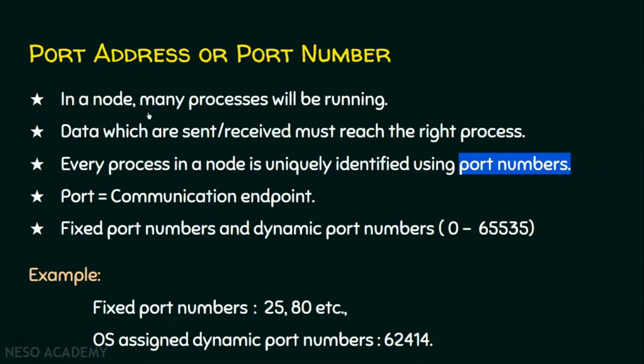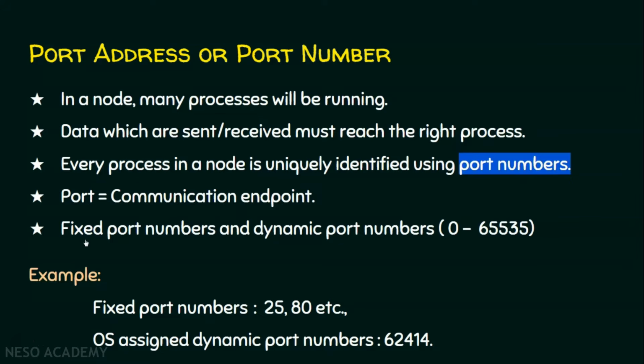In a node, many processes will be running, and data which is sent or received must reach the right process. And every process in a node is uniquely identified using a port number. Suppose in a computer there are 5 processes running and one process is requesting data from another computer. And that computer is replying, and that reply must reach the right process which has sent the request. And reaching the right process which has sent the request is done with the help of port addresses. So a port number, or simply port, we call the communication endpoint.